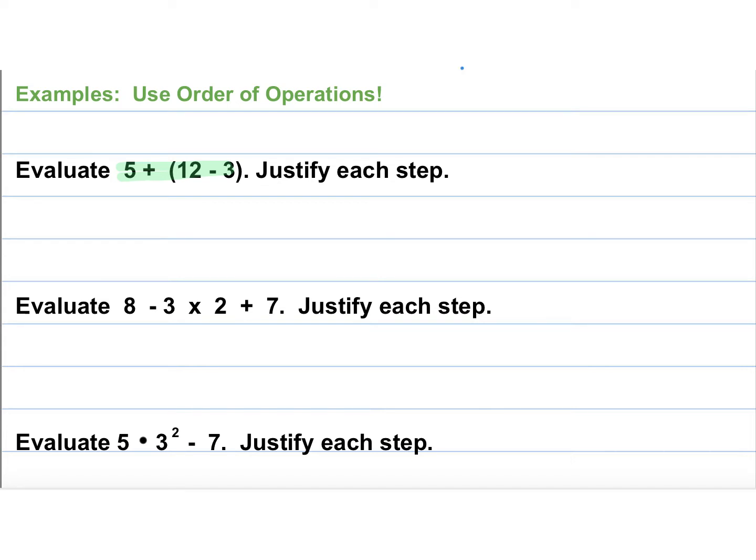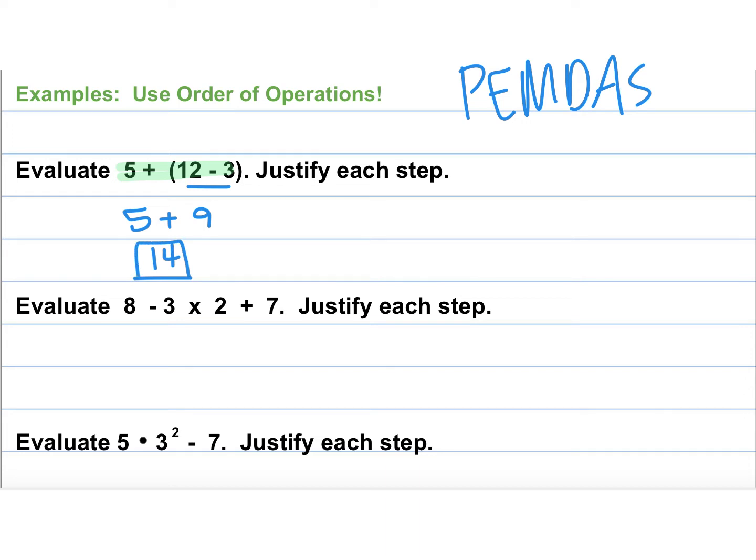So again, PEMDAS. Just quickly write it down up here. Start with parentheses. So 12 minus 3, which is 9. Now I'm going to carry down the rest of the problem. The only thing that we have left is addition, so we can solve that. 5 plus 9 is 14. So that is how we would solve the problem.